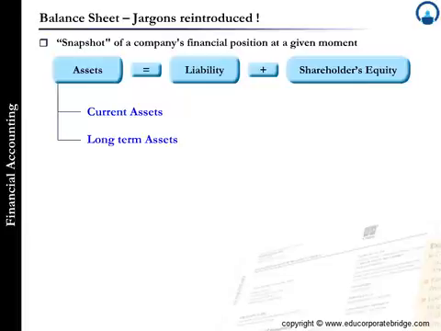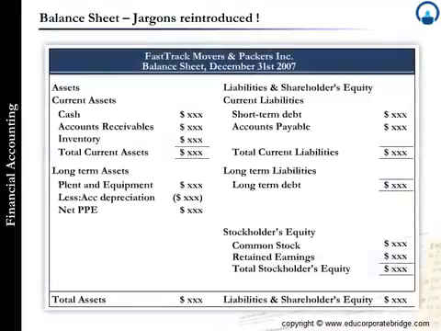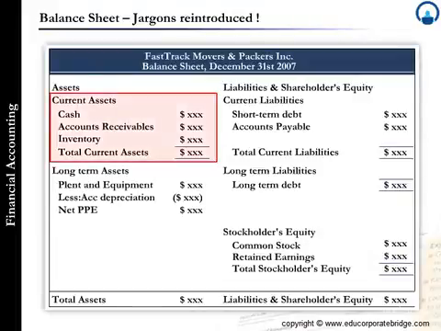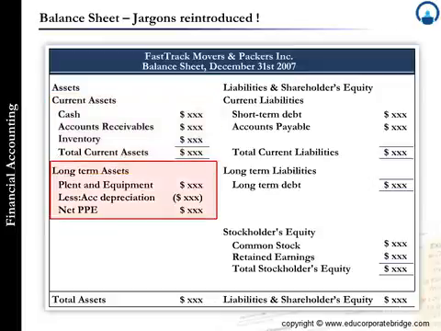Liabilities are divided into two parts: current liabilities and long-term liabilities. Here is the Fast Track balance sheet example. Current asset is an asset on the balance sheet which is expected to be sold or otherwise used up in the near future, usually within 1 year or one operating cycle. Long-term assets are assets on the balance sheet with future benefit of more than 1 year, such as fixed assets, property, plant and equipment.